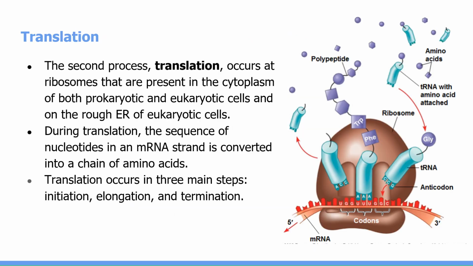So once the mRNA is in the cytoplasm, it goes and finds a ribosome. The ribosome is the site of translation. During translation, the sequence of nucleotides in an mRNA strand is converted into a chain of amino acids with three main steps: initiation, elongation, and termination.